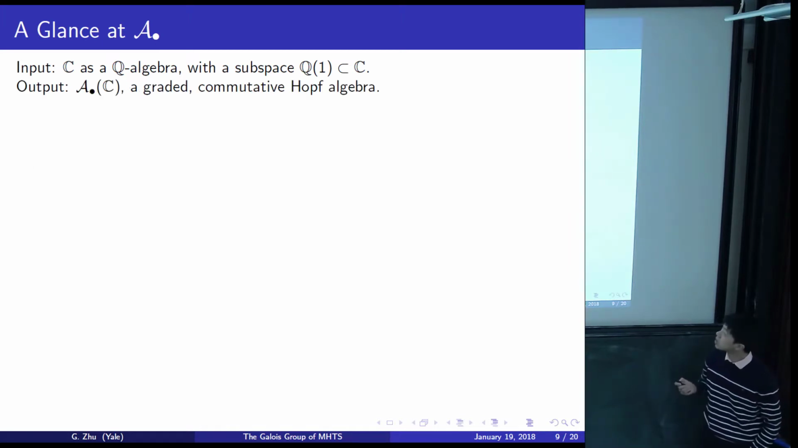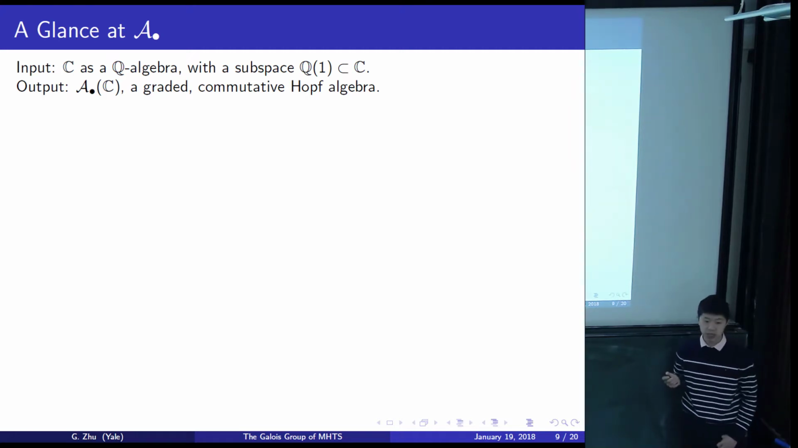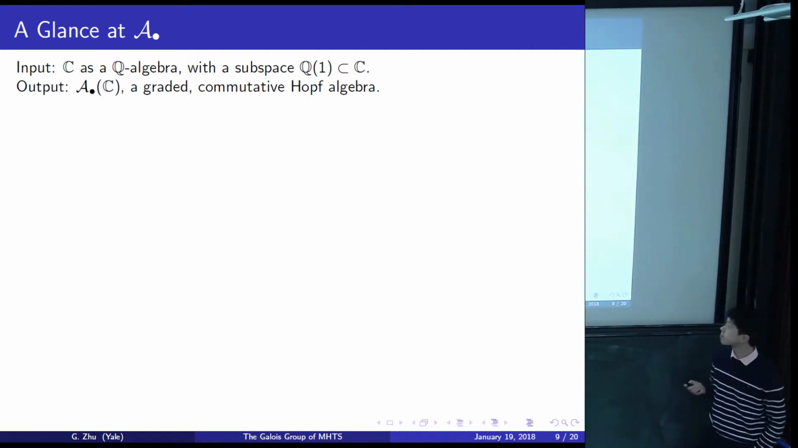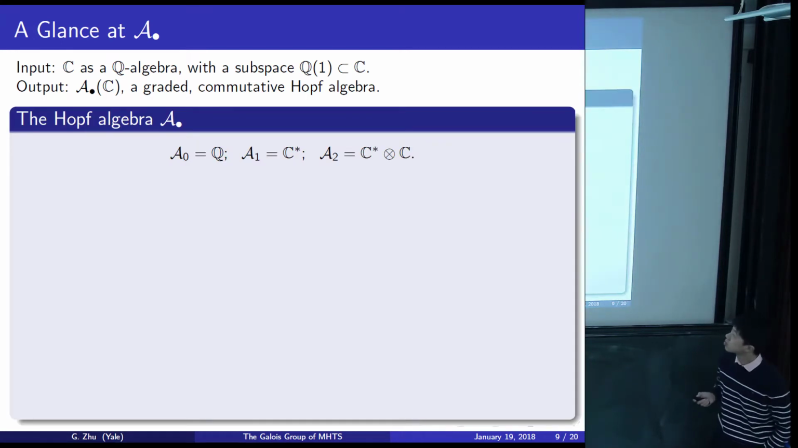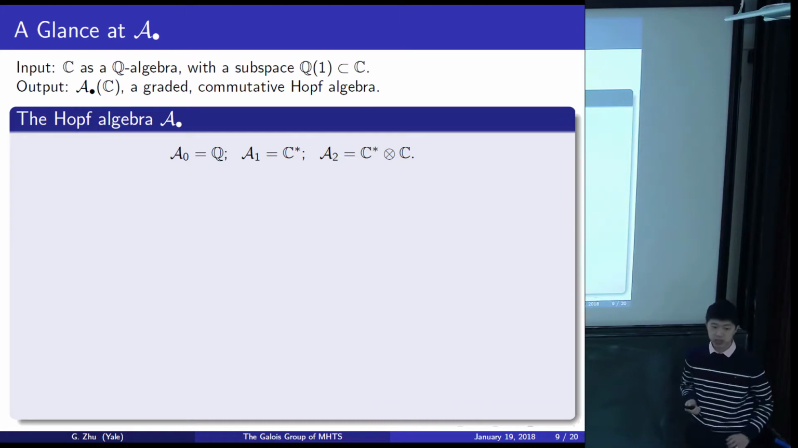And the output is a graded commutative Hopf algebra, denoted by AC or simply A. So we will only have a preview of this Hopf algebra. We will give the definition at the very end. Before that, we may pretend we only know the weight less than or equal to 2 part.